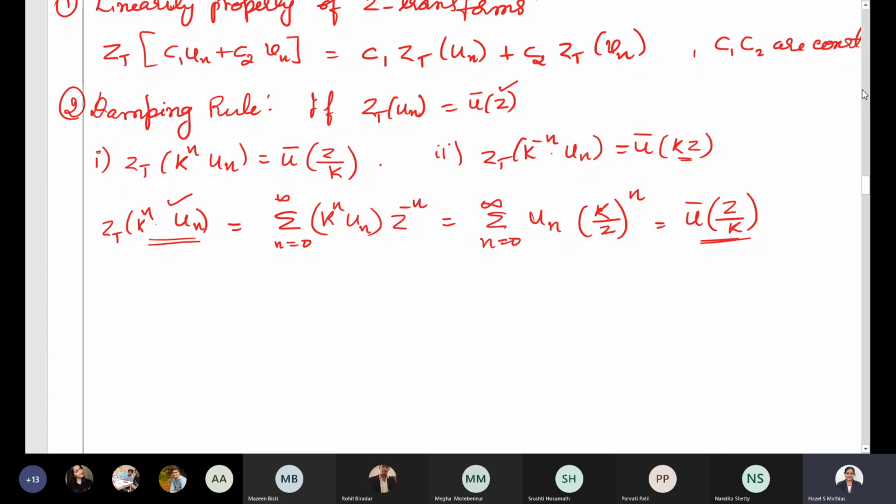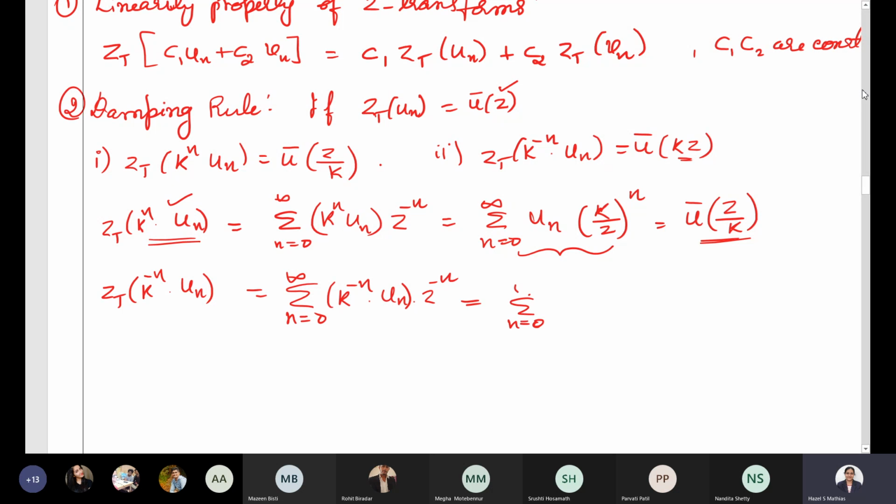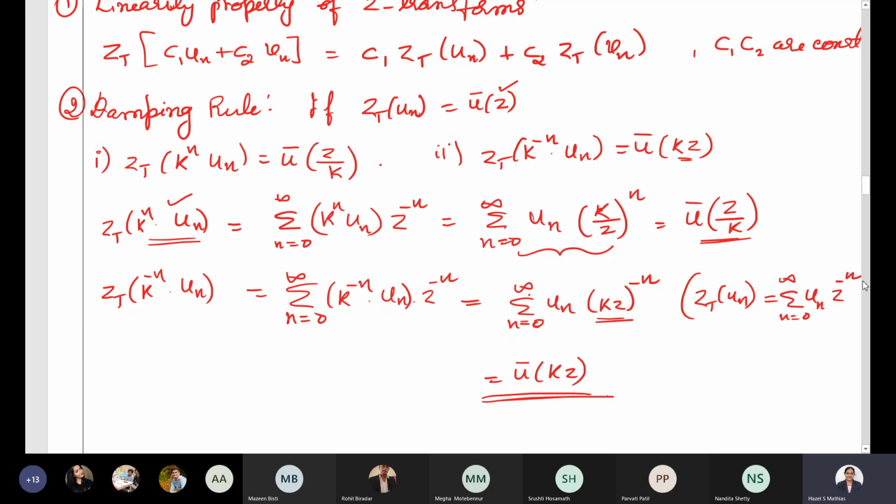This is according to the formula of Z transforms. Now similarly, suppose we have Z transform of K power minus n into Un. Again apply the formula of Z transform. It is summation n equal to 0 to infinity K power minus n into Un into Z power minus n. So that is equal to summation n equal to 0 to infinity Un into KZ power minus n. Now compare this with your standard definition of Z transform. Z transform of Un is summation n equal to 0 to infinity Un into Z power minus n. So in place of Z we have KZ. So this can be written as U bar of KZ. So this is how it is proved.